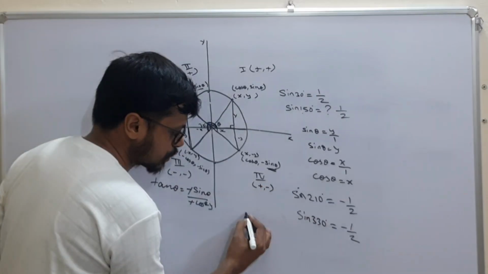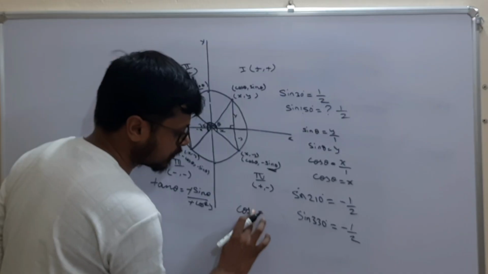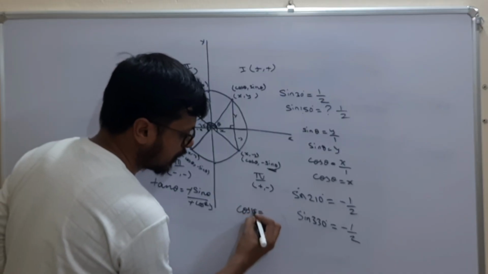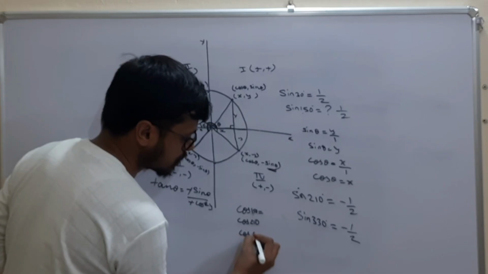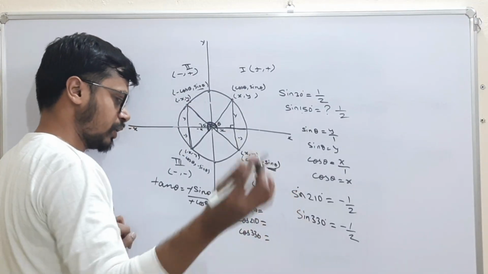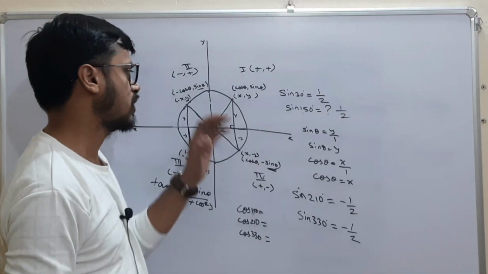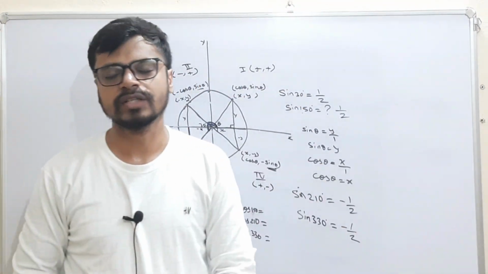If it is clear to you, students, then find the values of cos 150 degree, cos 210 degree and cos 330 degree. Try to solve these three questions and let me know in the comment section what the answers are, if you have understood this concept. If you have any doubt in this, let me know in the comment section as well.